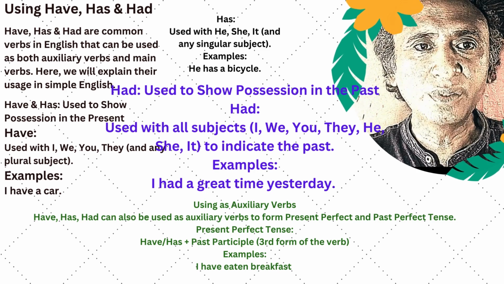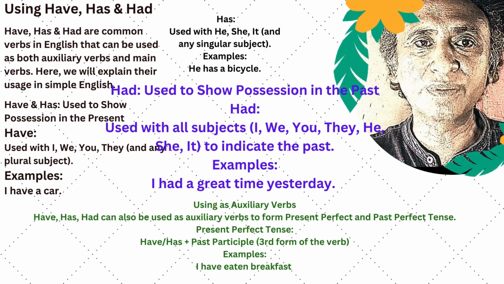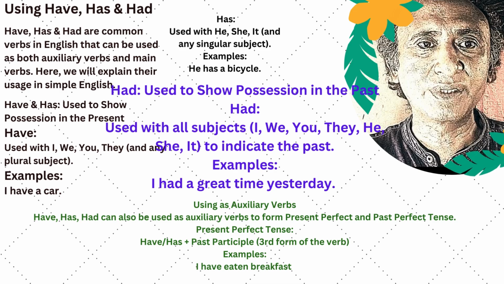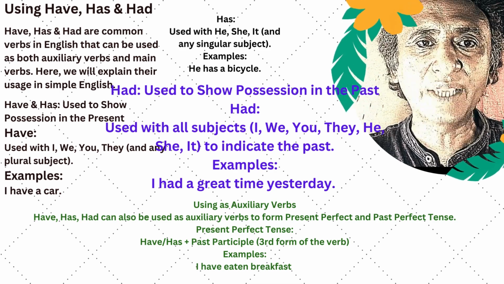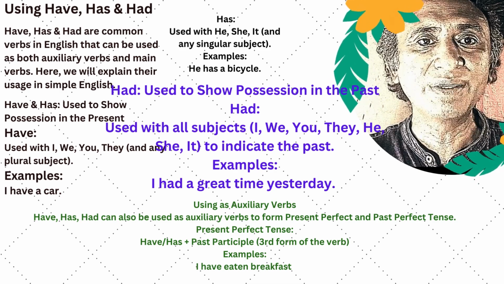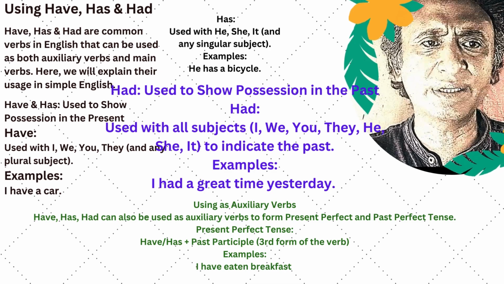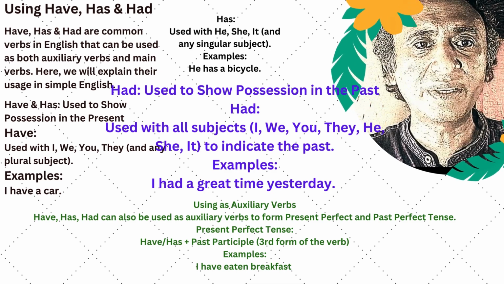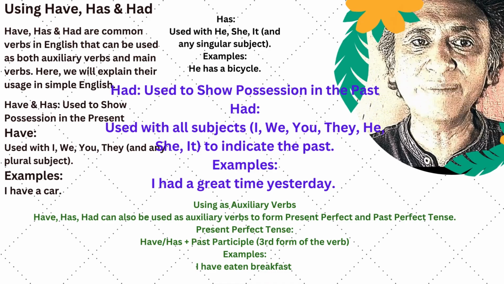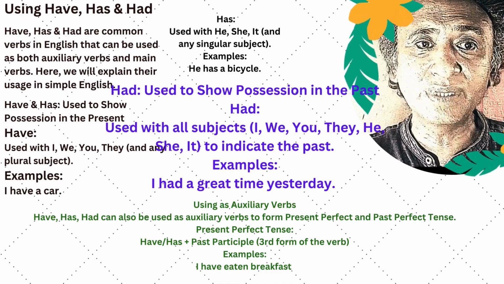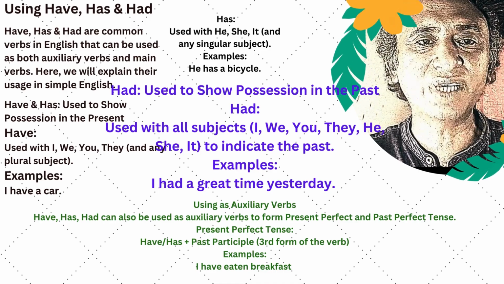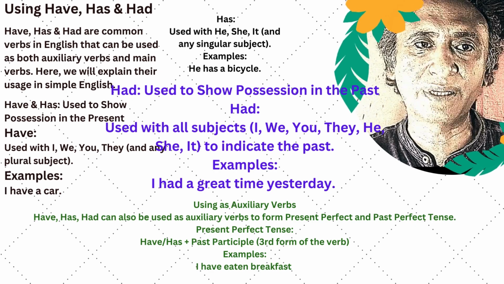Had is used to show possession in the past. Had is used with all subjects: I, we, you, they, he, she, it, to indicate the past. Example: I had a great time yesterday. They had a big house. She had a pet cat.